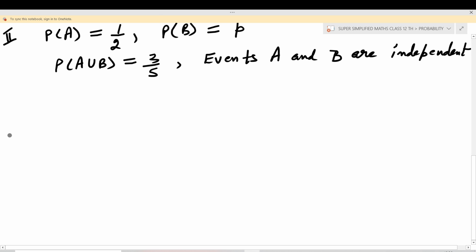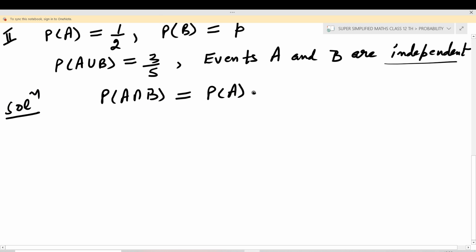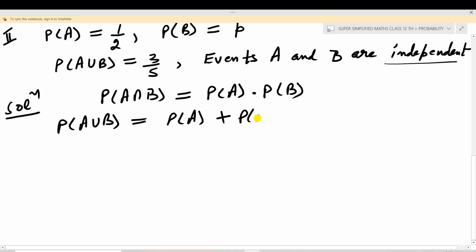Now we move to the second part of this question, which says that probability of A, probability of B and A union B are the same as in the first part. But what is important is that the events A and B are independent here. Once the events are independent, probability of A intersection B should be equal to probability of A into probability of B. This is the condition for two events to be independent. Now again we apply the formula: probability of A union B equals probability of A plus probability of B minus probability of A intersection B.